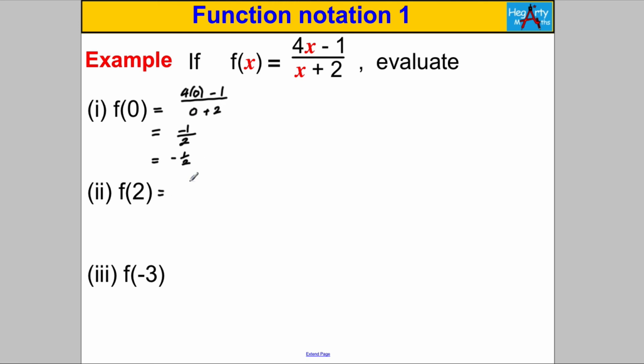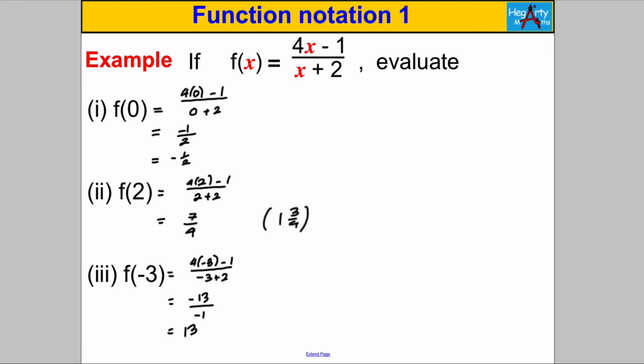f of 2, well, that's going to be 4 multiplied by 2 take away 1 divided by 2 add 2. 4 multiplied by 2 is 8, 8 take away 1 is 7, so this is going to be 7 over 4, and you can leave your answer like that. If they asked you to leave it as a mixed number, you could write that. And f of negative 3, we would do 4 multiplied by negative 3 take away 1 divided by negative 3 add 2. So 4 multiplied by negative 3, that's negative 12, take away another 1, that's negative 13. Negative 3 add 2 is negative 1, and negative 13 divided by negative 1 is positive 13, and we're done.